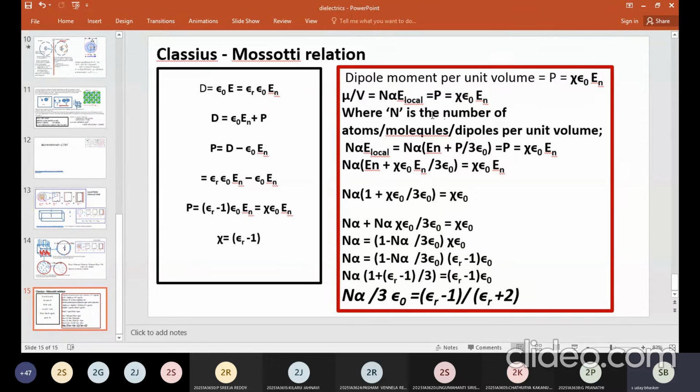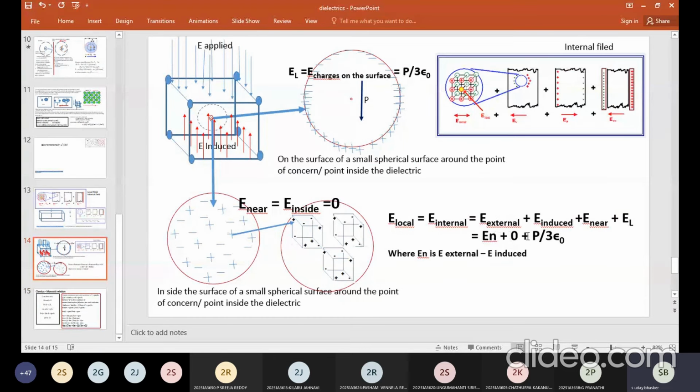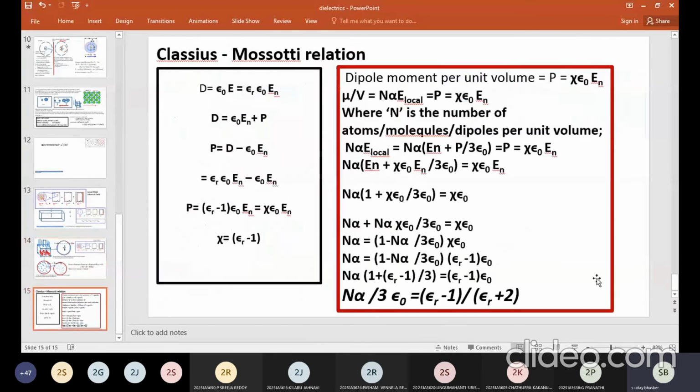Good. After that, we have seen that P is equal to psi into epsilon naught into En, where psi is nothing but epsilon r minus 1. So this is the expression you have here: P expressed in terms of alpha and P expressed in terms of psi. Now in place of E local, I'll substitute this expression. E local is nothing but En plus P bar by 3 epsilon naught. So I'll substitute it here.